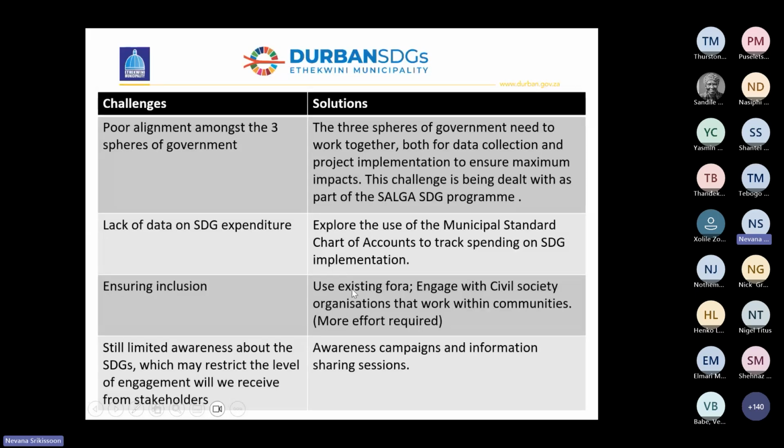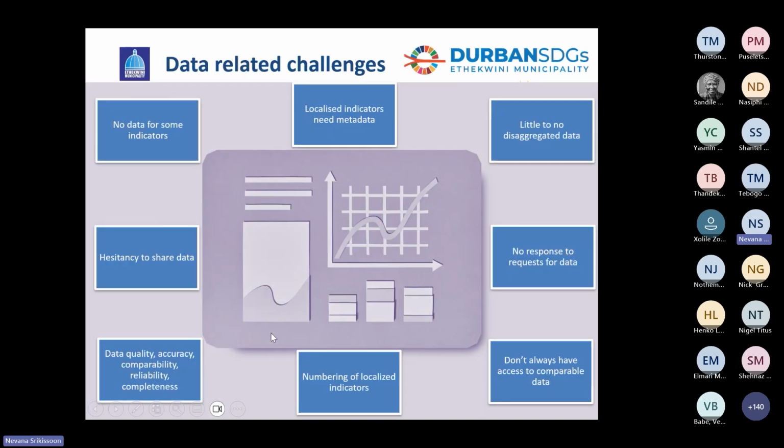And then our second last challenge that I wanted to highlight was ensuring inclusion. So there we tried to use existing fora and civil society organizations as an example, where they already work within communities, particularly those that are vulnerable, to try and assist us to ensure that every member of society is included in the work that we do and in the comments that came through for the VLR. And then, of course, there's still limited awareness of the SDGs.